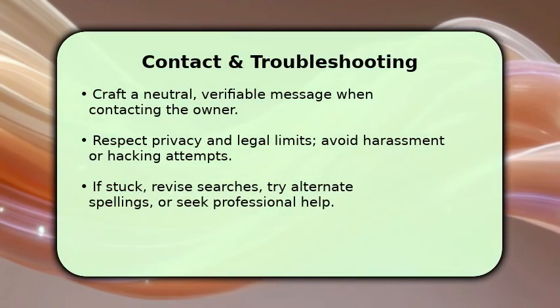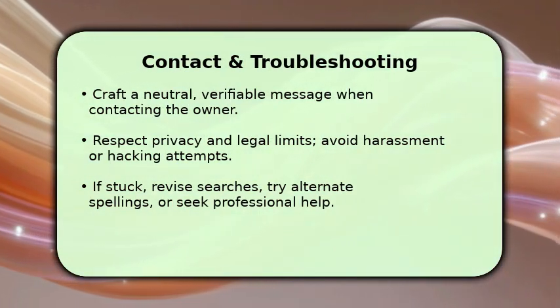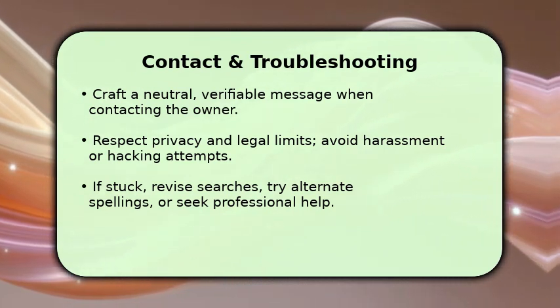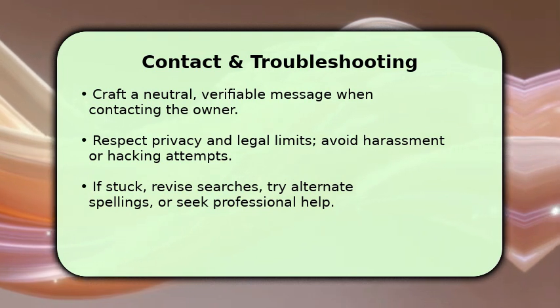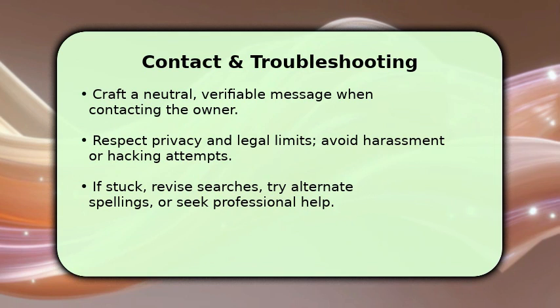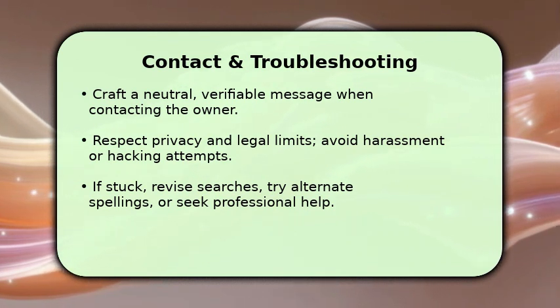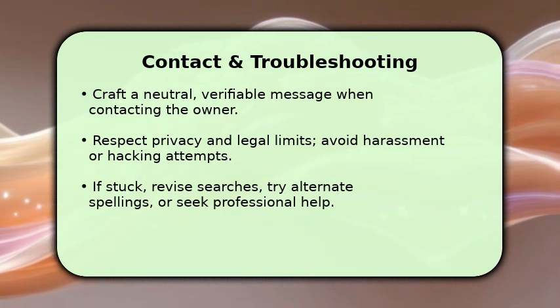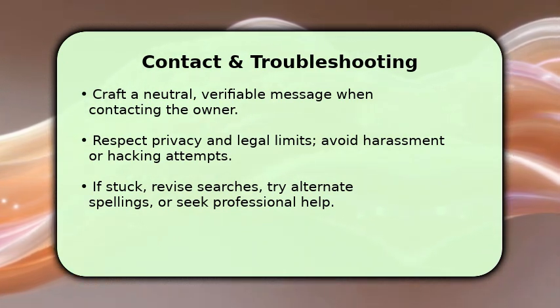Finish by deciding how to approach the person. If contact is appropriate, send a short, neutral message that includes verifiable context so they can confirm identity without exposing private details. Make sure to respect privacy and legal boundaries. Do not attempt hacking or harassment. If you find conflicting data, weigh the strongest evidence and document your steps.